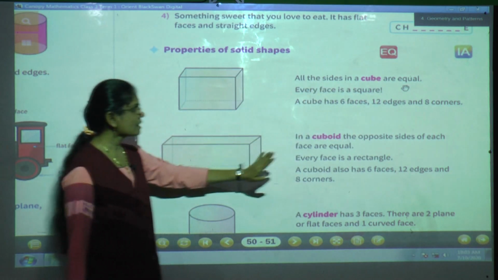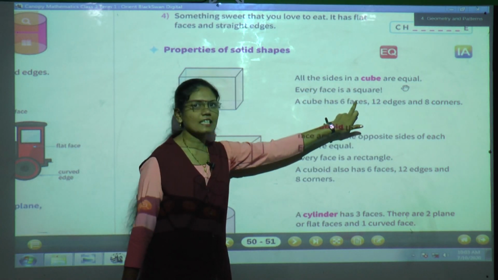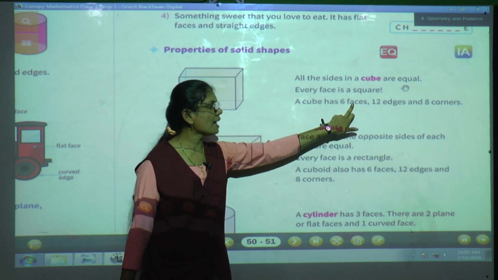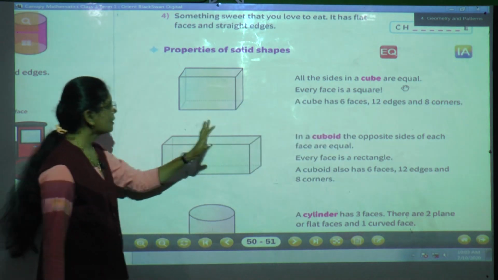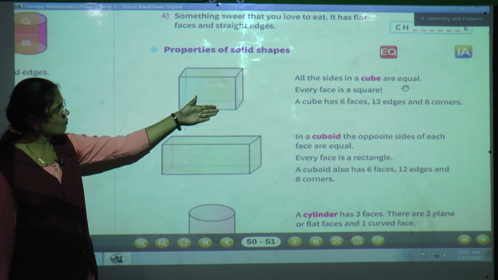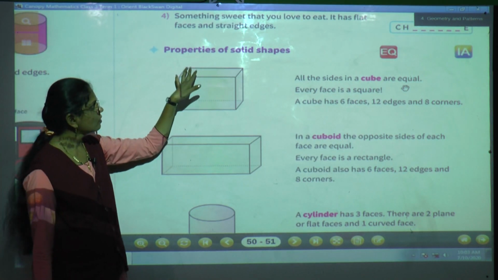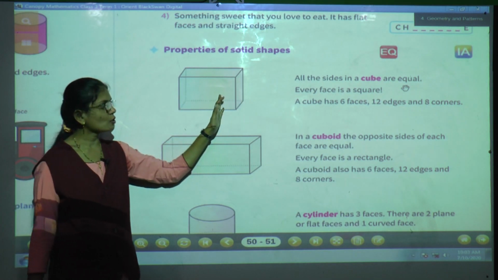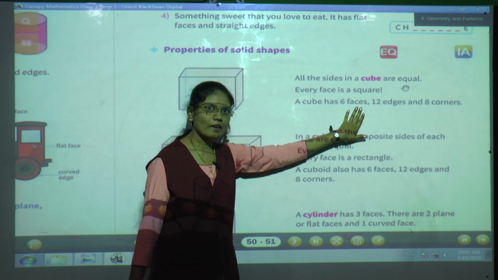Okay. Next, a cube has 6 faces. How many faces does a cube have? Yes, a cube has 6 faces. I will show you now. This front is first 1, back side 2, 3, this is 4, 5 and 6. So a cube has 6 faces.